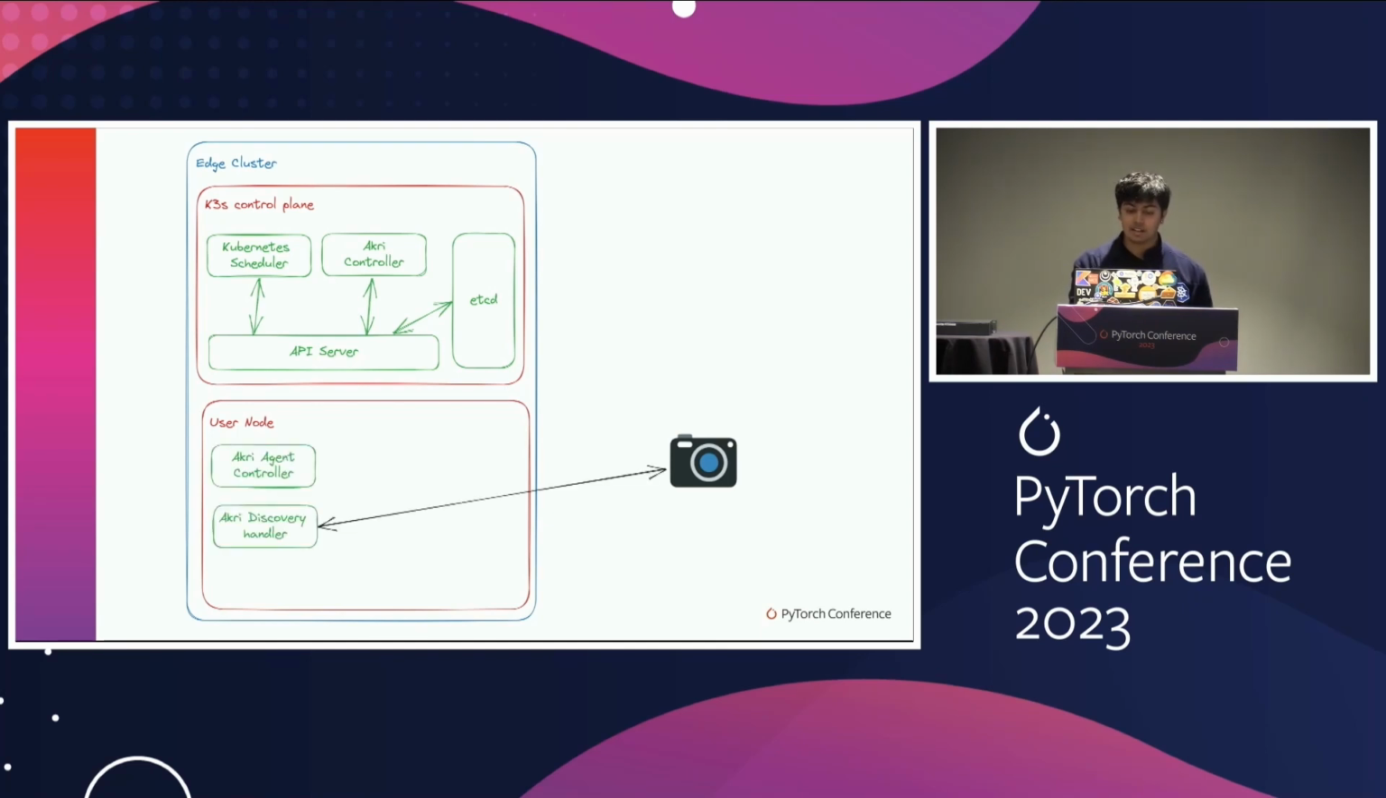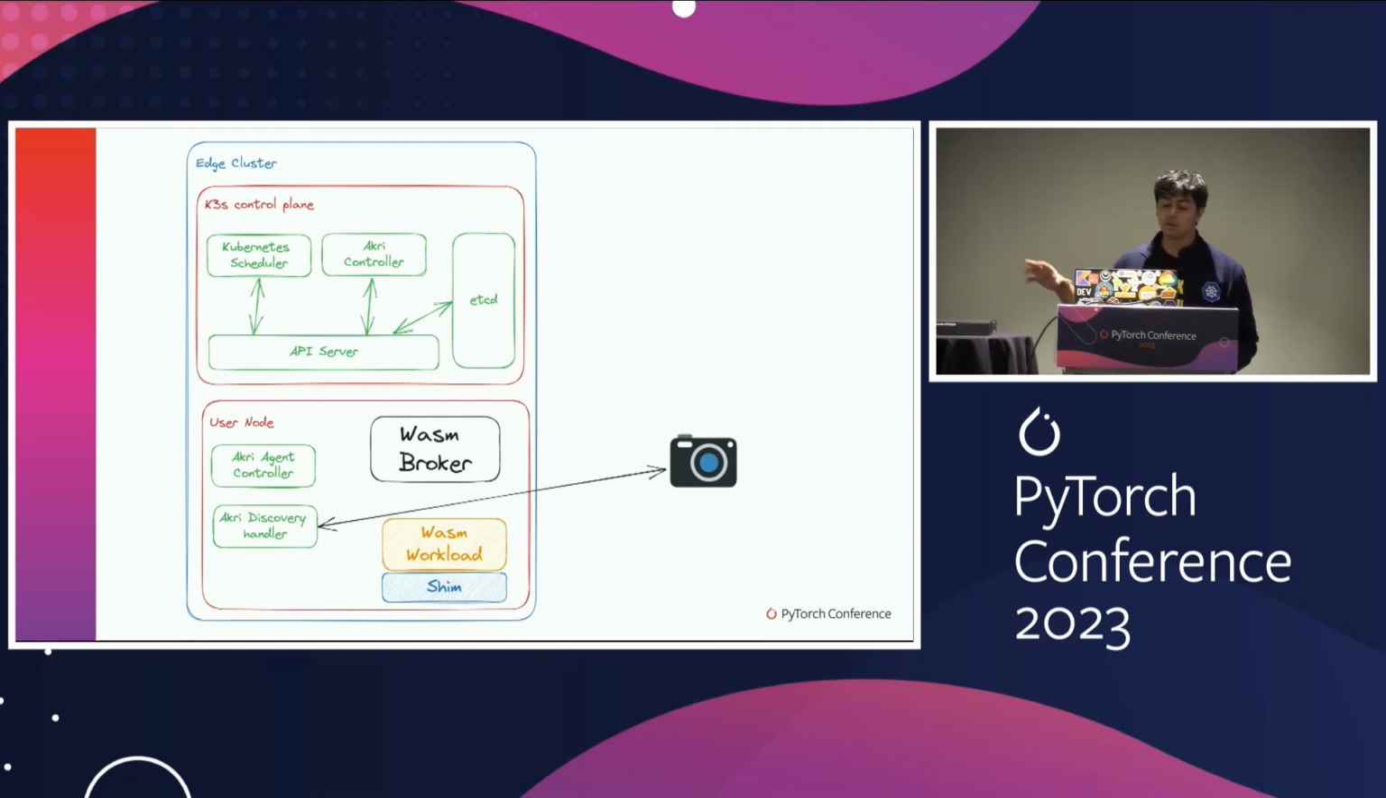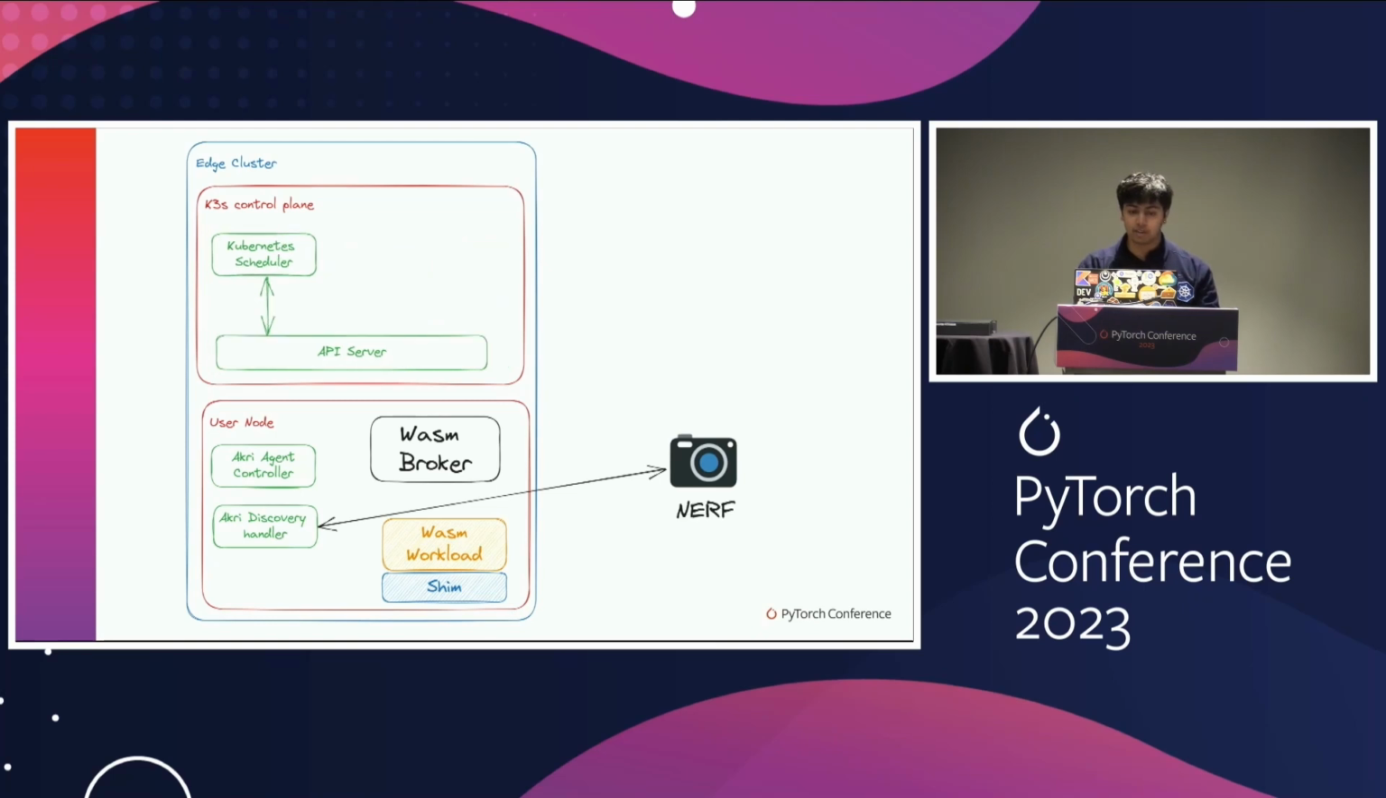What our user node has is this Akri agent controller and the Akri discovery handler. The Akri discovery handler allows you to think of this as a Kubernetes resource. So now I can just think of this as I would a Kubernetes node and just use all the benefits of Kubernetes right out of the box. And what I also introduce is this Wasm broker that allows me to schedule any Wasm workloads using this shim layer, because you don't want to use containers to do this. So on a high level, this is what it ends up looking like. And we schedule this Wasm workload to run using the API server and commands to the control plane.